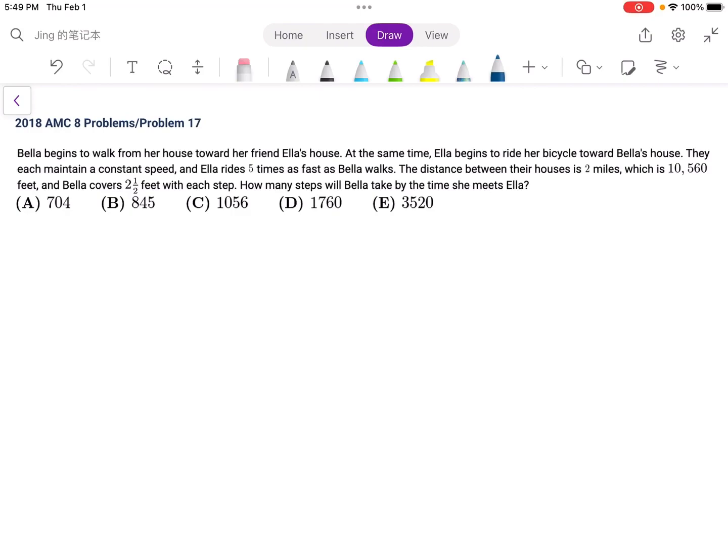Because Ella rides 5 times as fast as Bella walks, therefore for the total distance, 10,560 feet, we multiply Bella's 1 portion out of their total portion. That's Ella's 5 plus 1 of Bella's portion. And we get the total distance Bella walks.